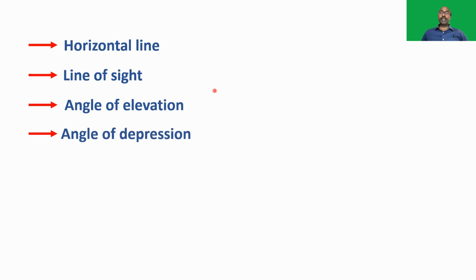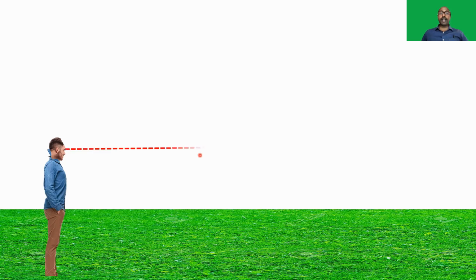So first of all, what is horizontal line? We know the meaning of horizontal line, but how can we use it in this chapter? That's important. So it's a beautiful lawn. On this lawn, a person stands and he is looking straight. When he is looking straight, the path in which he sees is called horizontal line, like this. So this is called horizontal line.